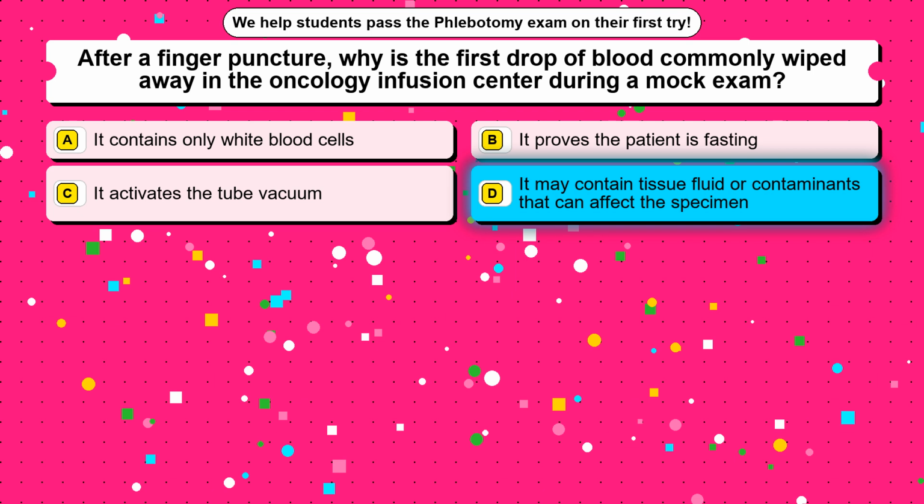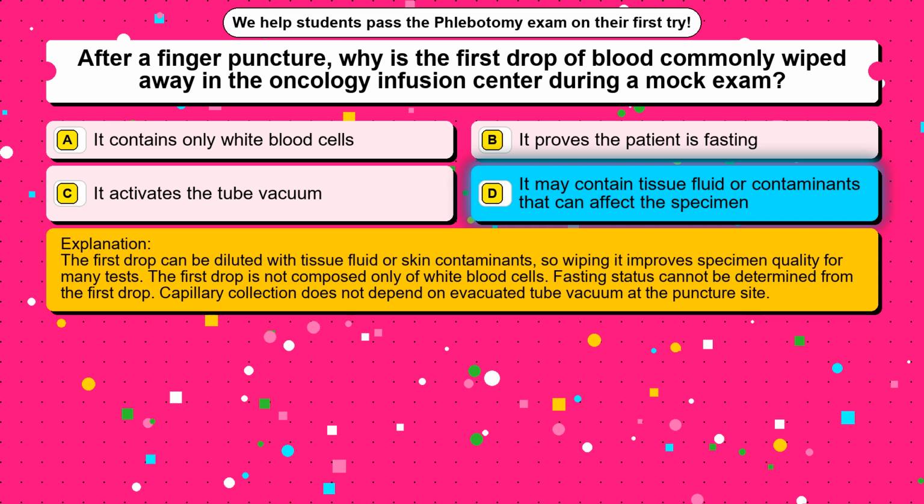It may contain tissue fluid or contaminants that can affect the specimen. The first drop can be diluted with tissue fluid or skin contaminants, so wiping it improves specimen quality for many tests. The first drop is not composed only of white blood cells. Fasting status cannot be determined from the first drop. Capillary collection does not depend on evacuated tube vacuum at the puncture site.